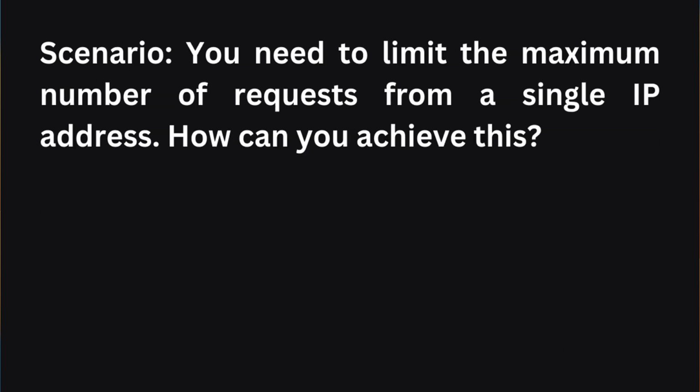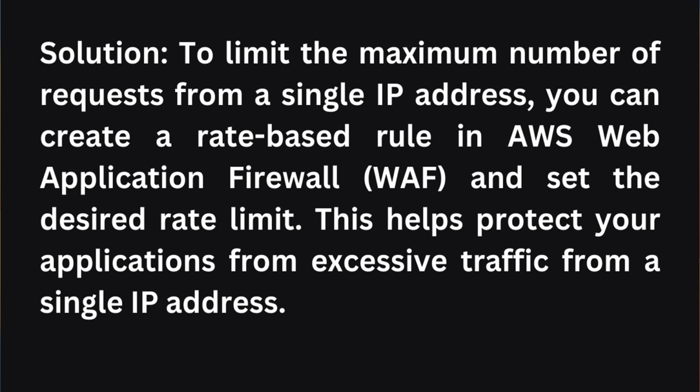So the next scenario, you need to limit the maximum number of requests from a single IP address. How can you achieve this? So the best solution would be to limit the maximum number of requests from a single IP address. You can create a rate-based rule in AWS web application firewall, and set the desired rate limit. So this will help protect your application from excessive traffic from a single IP address itself.